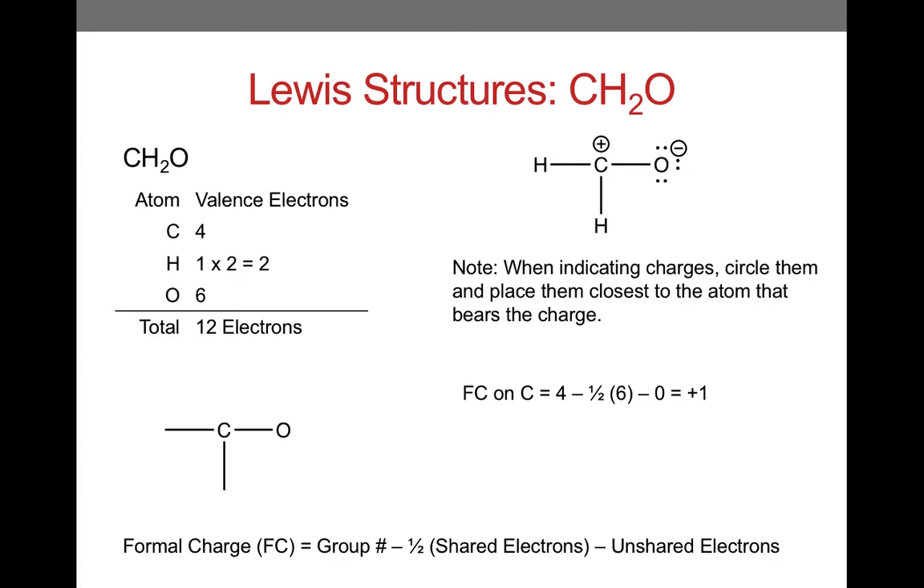So the formal charge on the carbon: carbon's group number is 4, minus, it's sharing 6 electrons, half of 6, minus, there are no unshared electrons, so 0. Whenever we perform this operation, we get a positive 1 charge. For the formal charge on the oxygen, it will be 6 for the group number minus half of the number of shared electrons, in this case only 2, minus the number of unshared electrons, which is 6. This gives us a formal charge of negative 1.